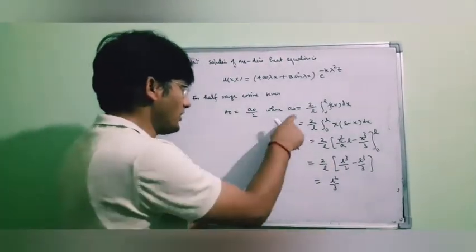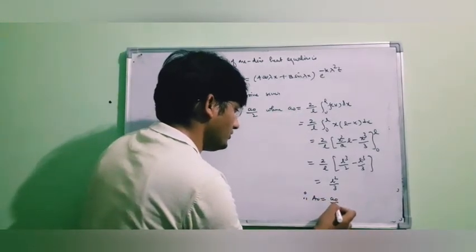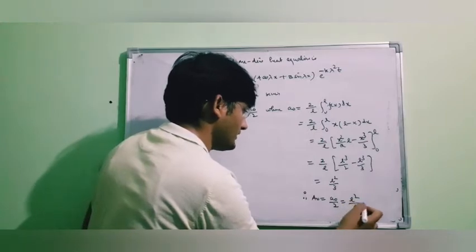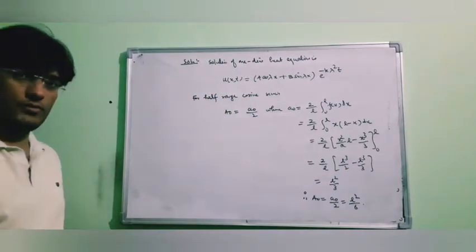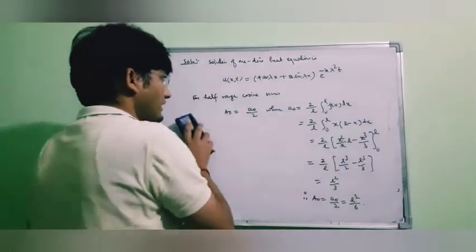So this is your small a naught. Therefore capital A naught equals a naught upon 2, so this is L square by 6. So we have the value of capital A naught, and this is your first term. Now let us find out A n.